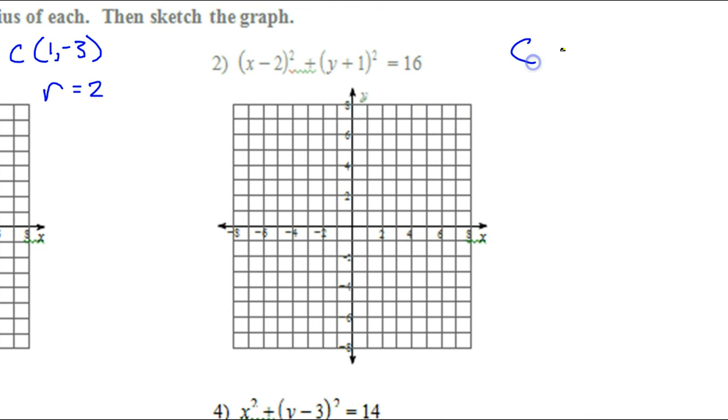Same thing here. The center is going to be (2, -1). Opposite of this, opposite of this. And then the radius is going to be 4. Again, we got that by doing the square root of 16. So (2, -1) would be like here, and if the radius is 4, we can go 4 in all directions. Alright, good enough.